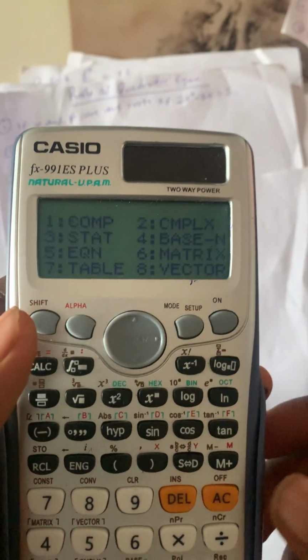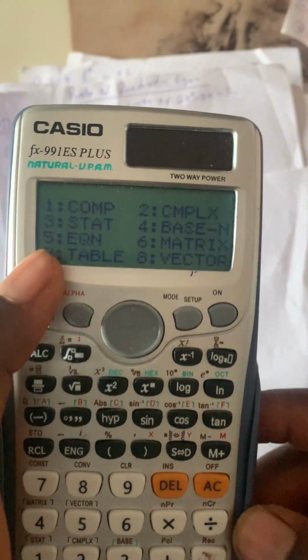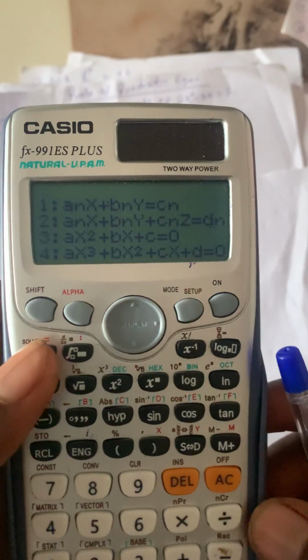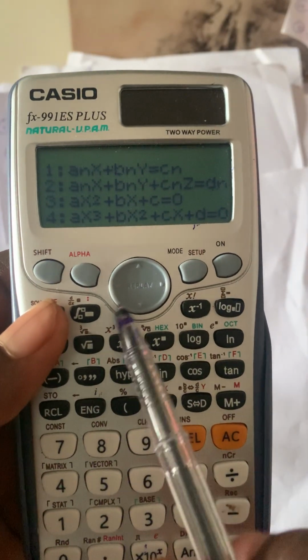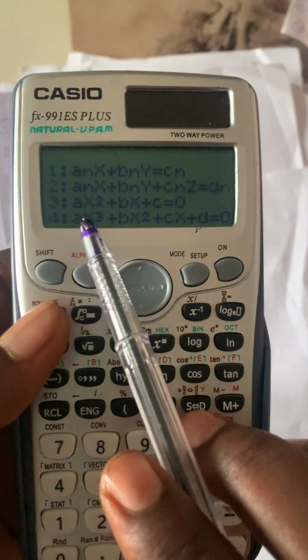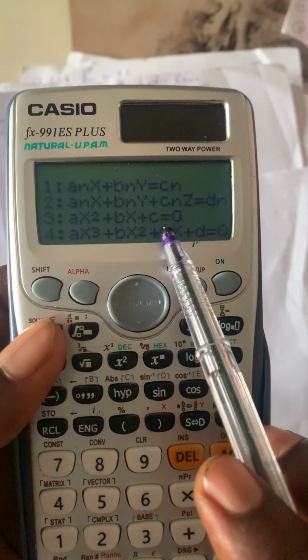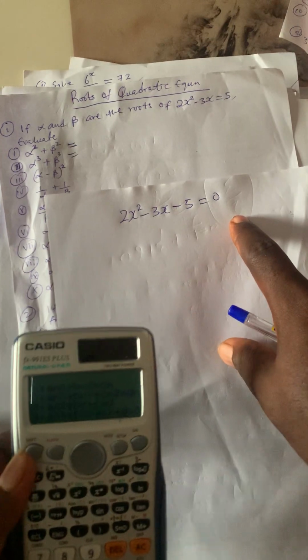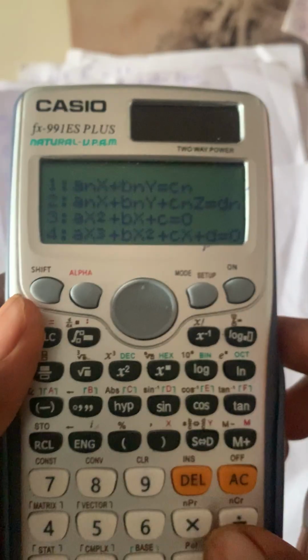Now the first thing to do to solve this quadratic equation is to press mode. You understand? Equation is number 5, so I'll press 5. I will now look for the quadratic one, which is number 3. You see it has ax squared plus bx plus c equals 0, and that is why I have to put the equation in this form, ending in equal to 0, so that I can solve it. So number 3 is the quadratic, so I will press 3.